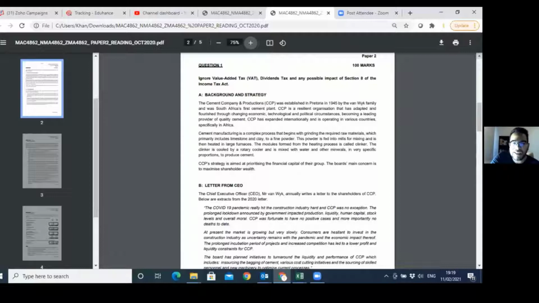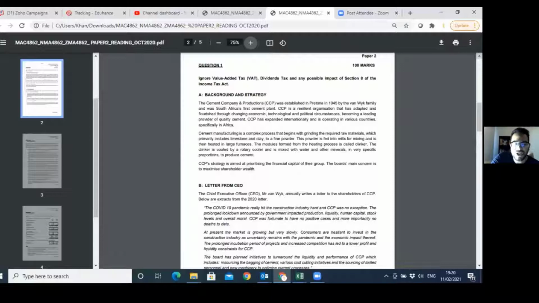Cement manufacturing is a complex process that begins with grinding the required raw materials, which primarily include limestone and clay, to a fine powder. We all know what cement looks like. This powder is fed into molds for mixing and is then heated in large furnaces. The nodules formed from this heating process are called clinker. The clinker is cooled by a rotary cooler and is mixed with water and other minerals in very specific proportions to produce cement.